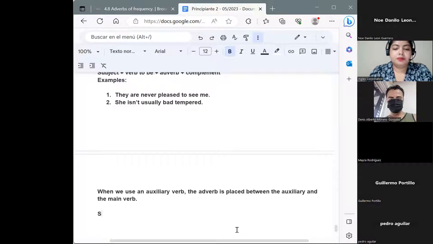Aquí está la estructura. First, we have the subject plus the auxiliary plus the adverb plus the main verb. Ahora tenemos, ¿verdad?, el adverbio casi al final de lo que es la oración. Y también tenemos lo que es el verbo principal casi al final. Vamos a ver los ejemplos.